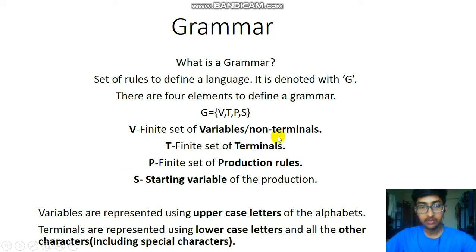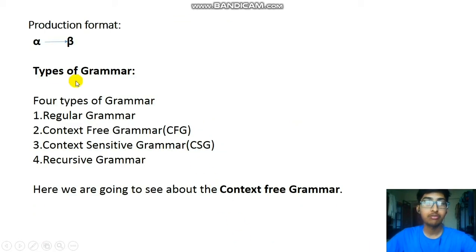The variables are represented using uppercase letters, and the terminals are represented using lowercase letters, and all the other characters, which includes special characters. The production format is this way: alpha defines beta. There are 4 types of grammar. They are regular grammar, context-free grammar, CFG, context-sensitive grammar, CSG, and recursive grammar. The production format changes for the types of grammar. And now we are going to see about the context-free grammar.